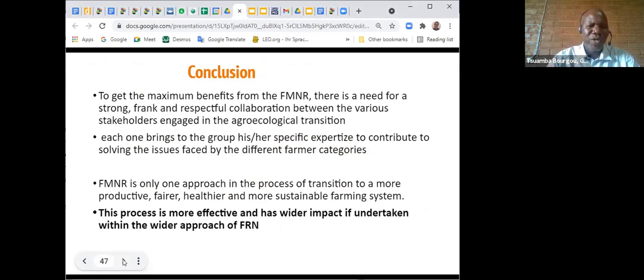In conclusion, to get the maximum benefit from FMNR, there is a need for a strong, frank, and respectful collaboration between the various stakeholders engaged in the agroecological transition. Each one brings to the group his or her specific expertise to contribute to solving the issues faced by the different farmer categories. FMNR is only one approach to the process of transition to a more productive, fairer, healthier, and more sustainable farming system. This process is more effective and has a wider impact if undertaken within the wider approach of FRN. Thanks for listening.